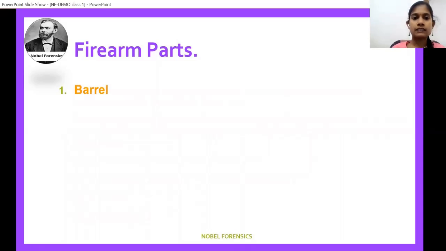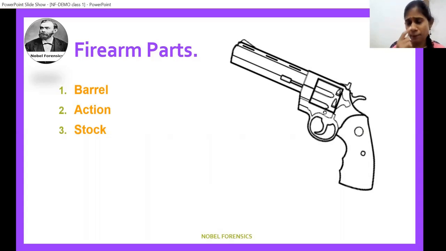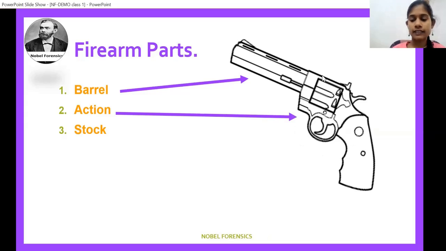Then firearm parts. The basic parts of a firearm are barrel, action, and stock. Any type of firearm mainly contains barrel, action, and stock. And this is a revolver. This portion is the barrel. This is the action part. And this is the stock. These are the main and major parts of any type of firearm.